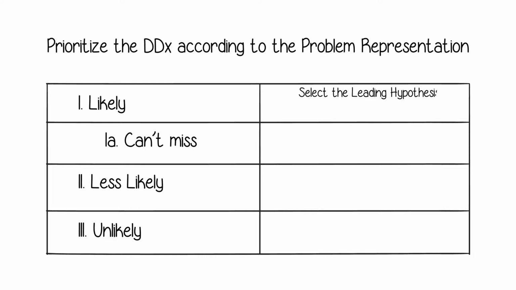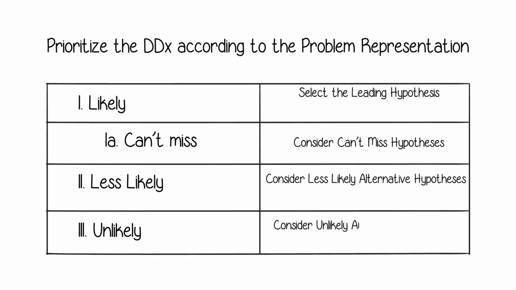A clinician should first select the leading hypothesis and consider can't-miss hypotheses. Then they should consider less likely and unlikely alternative hypotheses.